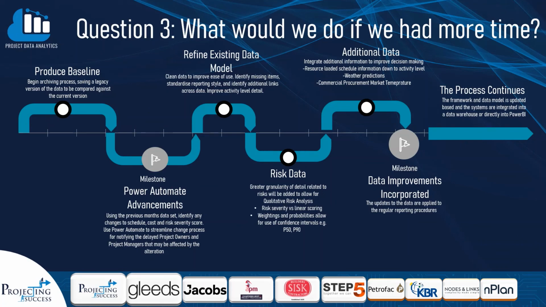We would also look to improve the data, not only by refining the existing data model, but by inputting more granular detail into the risk reporting, such as weightings and probabilities to allow for the use of confidence intervals. We'd also look to input additional data at the lowest WBS level, including resource-loaded scheduling data, commercial procurement, market temperature data, and weather predictions, all of which should enrich the outputs of the dashboard.